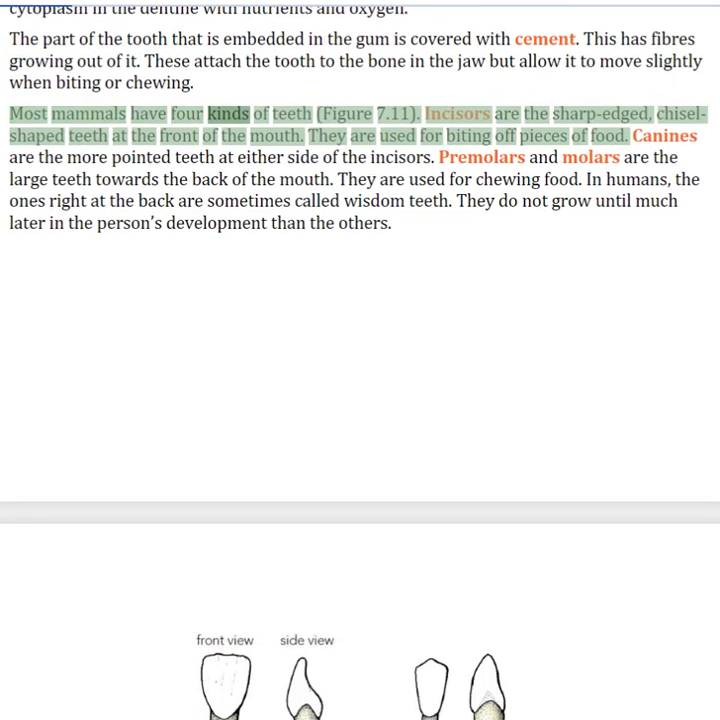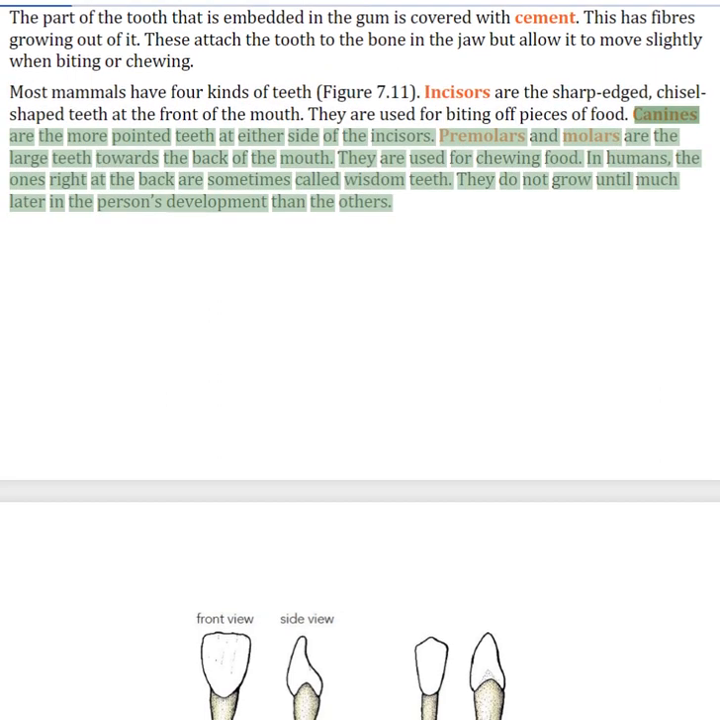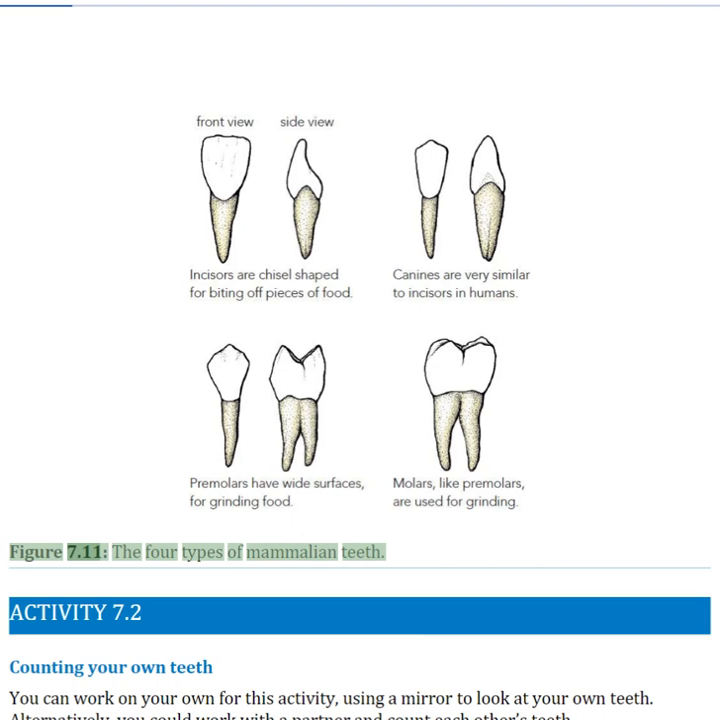Most mammals have 4 kinds of teeth. Incisors are the sharp-edged, chisel-shaped teeth at the front of the mouth. They are used for biting off pieces of food. Canines are the more pointed teeth at either side of the incisors. Premolars and molars are the large teeth towards the back of the mouth. They are used for chewing food. In humans, the ones right at the back are sometimes called wisdom teeth. They do not grow until much later in the person's development than the others. Figure 7.11, the 4 types of mammalian teeth.